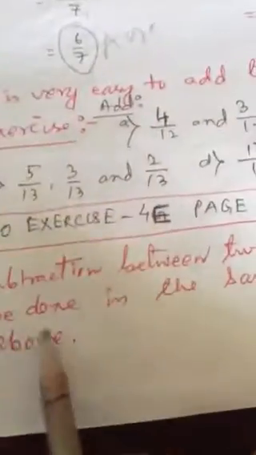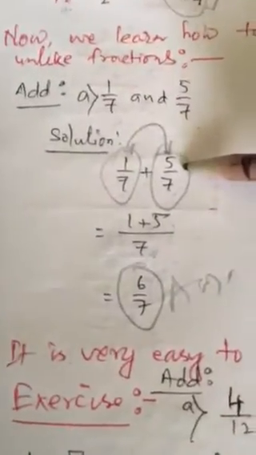Now, subtraction between two like fractions should be done in the same pattern shown above. How have I added here? Like fractions are added here. In the case of subtraction, the same pattern; subtraction also you can do in the same pattern, of like fractions. So let us do unlike fractions.